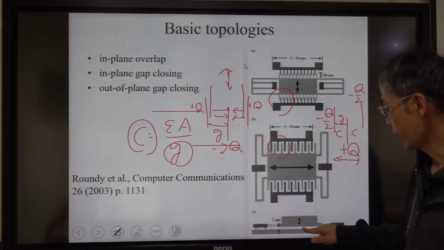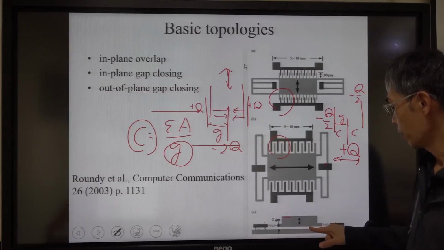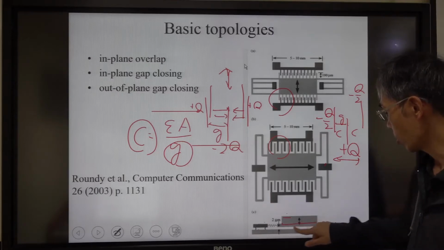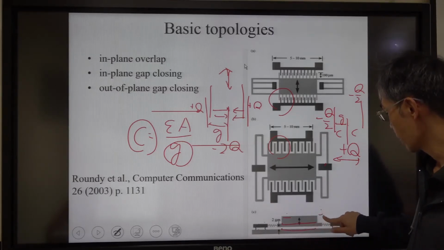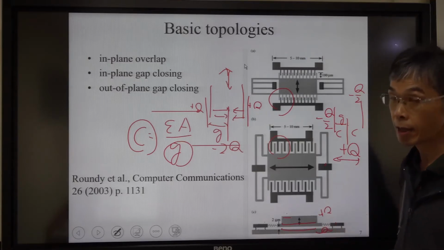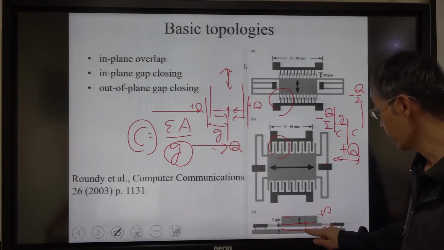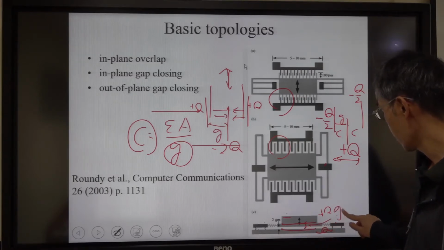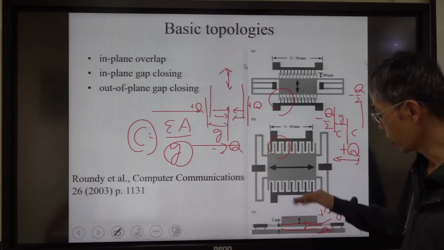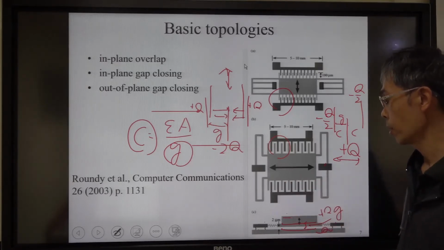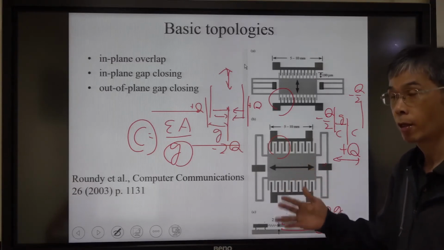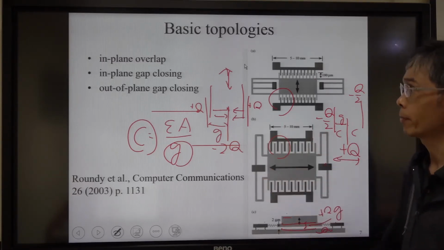And for this device, you could think the overlap area between this electrode and this electrode is constant, but the gap between them can be varied due to the motion of this moving part up and down. Then we can have the capacitance varied from C maximum to C minimum.